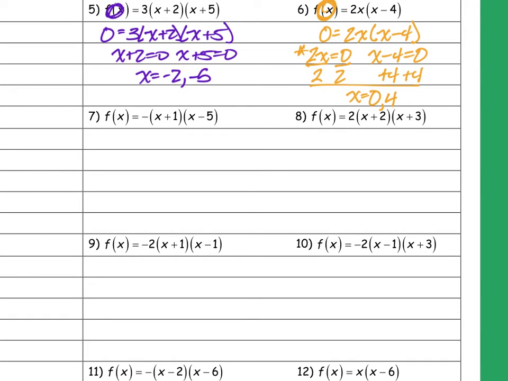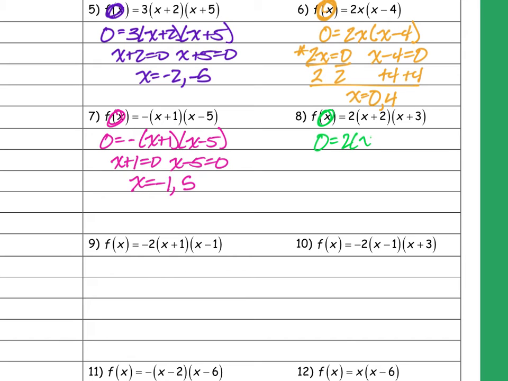And then number 7, I've got 0 equals x plus 1 times x minus 5. So x plus 1 equals 0 and x minus 5 equals 0. So x is going to equal negative 1 and positive 5. And then for number 8, we've got 0 equals 2 times x plus 2 times x plus 3, which gives me x plus 2 equals 0 and x plus 3 equals 0. So x is going to equal negative 2 and negative 3.